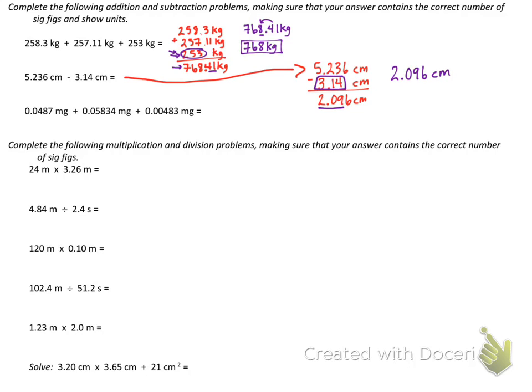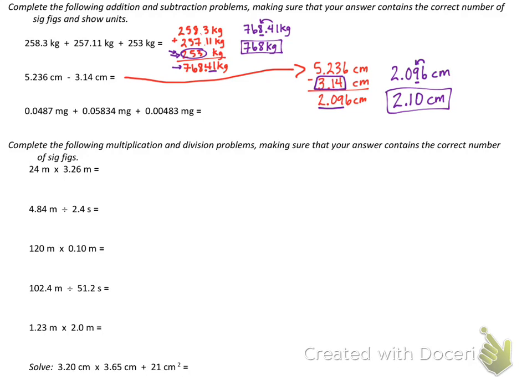I need to keep to the 100th place, okay, and so in this case, I want to see what my doubtful digit is, this 9. The 6 rounds this number up, so my number becomes 2.10 centimeters. And here's my answer, to the 100th place.